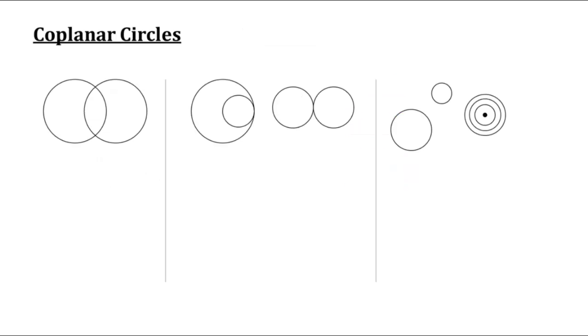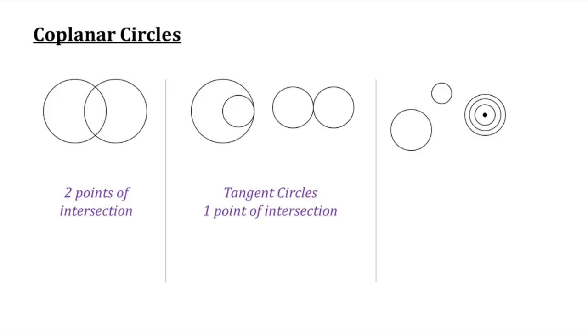Alright, so we're talking about coplanar circles, and they can intersect in different ways. They can have 2 points of intersection when the 2 circles are overlapping. They can have 1 point of intersection, so those circles only touch at 1 single point. They could be inside each other, like the left picture, or touching each other, like the right picture. And we call those tangent circles, just like tangent lines, because they only touch at 1 point.